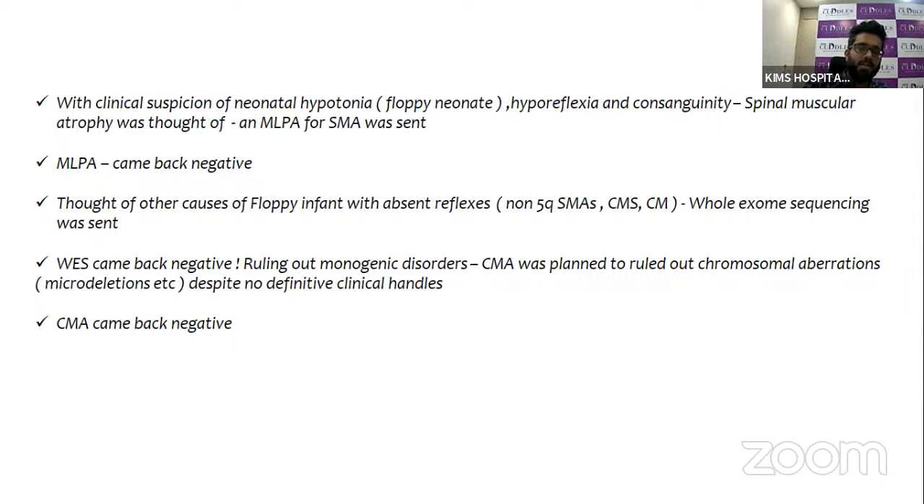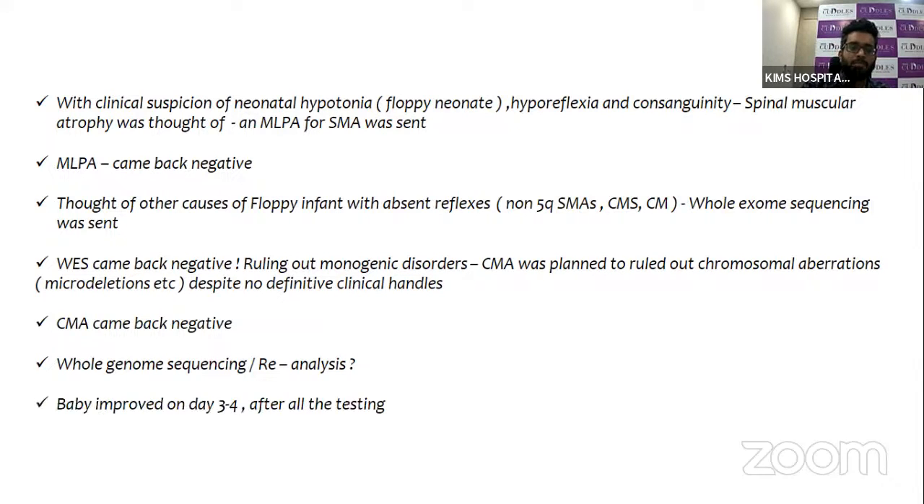Whenever you have a genetic test coming back negative, always revise your diagnosis before going to the next diagnostic test. And what's next after whole exome sequencing and CMA? Both of them were negative. The next, higher test was whole genome sequencing and reanalysis. But again, if you go higher up in genetic tests, before that you have to rule out other causes as well. And the baby improved spontaneously on day 3 and 4, which is against all the genetic disorders we had thought of. So after all testing, the baby improved spontaneously.